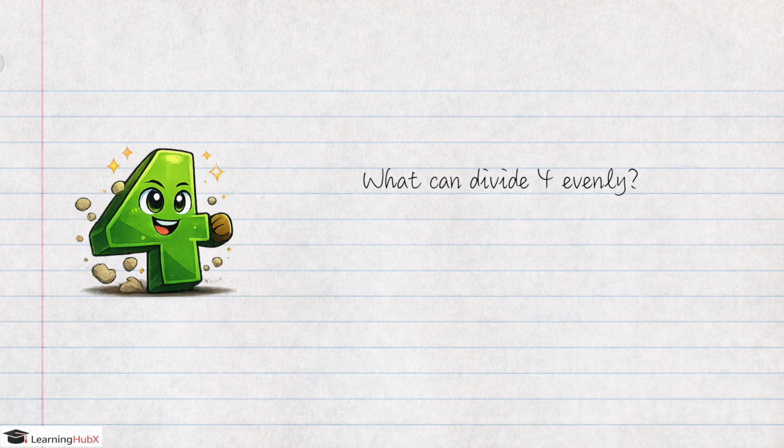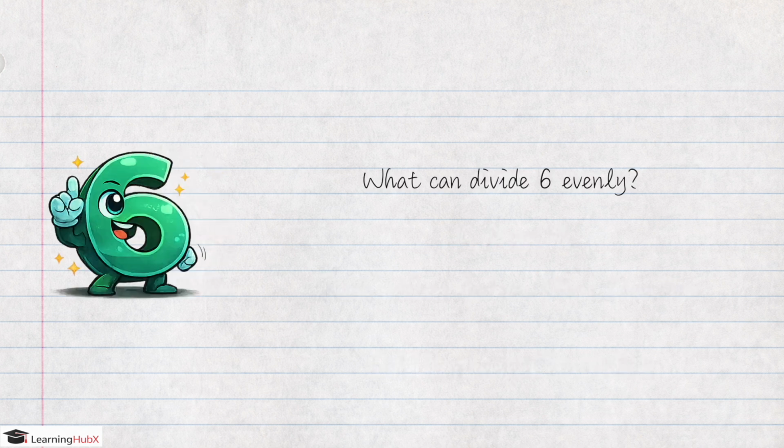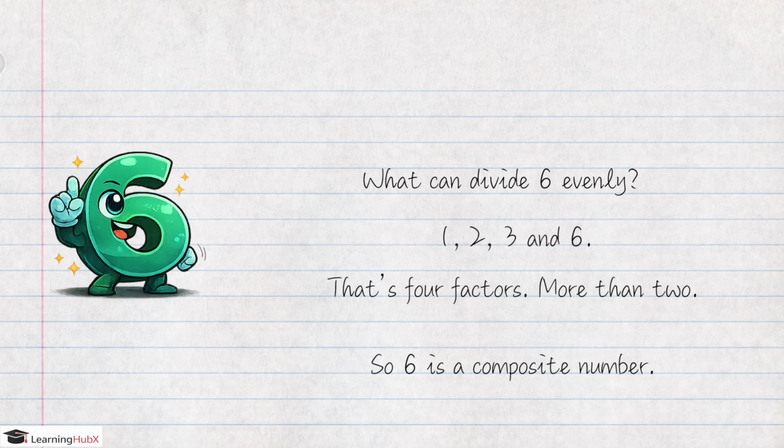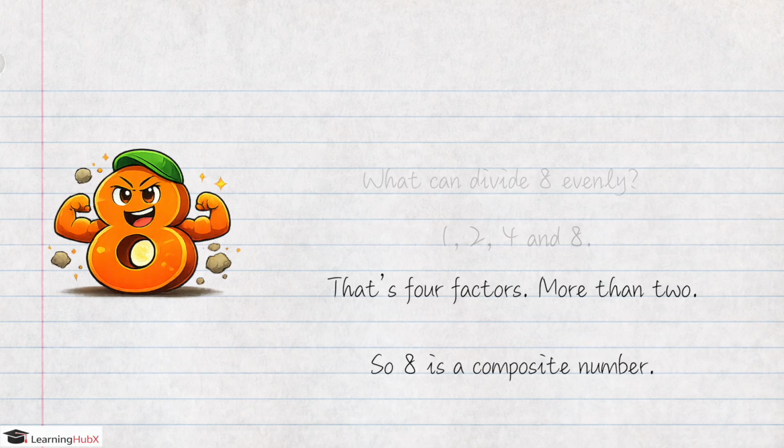Take the number 4. What can divide 4 evenly? 1, 2, and 4. That's 3 factors, more than 2. So 4 is a composite number. Now look at 6. What divides 6 evenly? 1, 2, 3, and 6. That's 4 factors. Again, more than 2. So 6 is composite. What about 8? 8 can be divided by 1, 2, 4, and 8. 4 factors. That makes 8 composite as well.